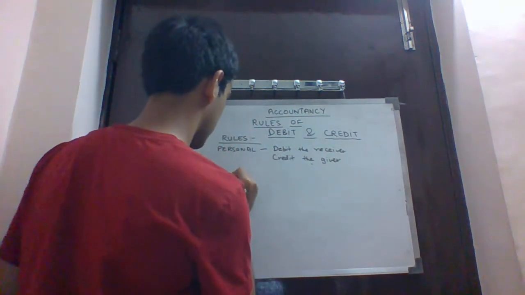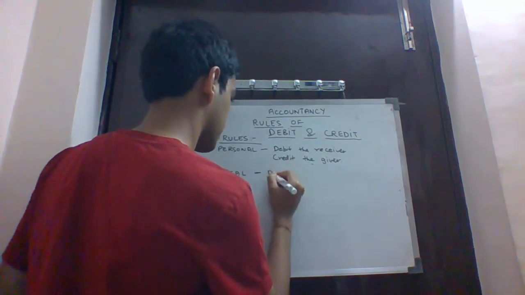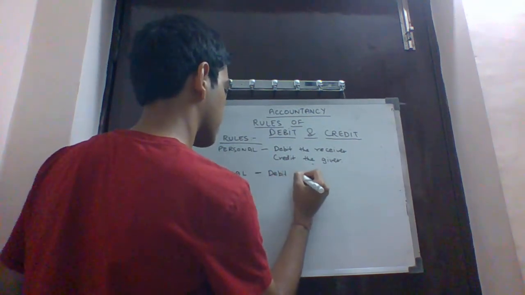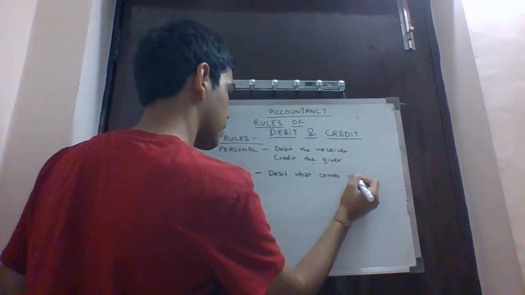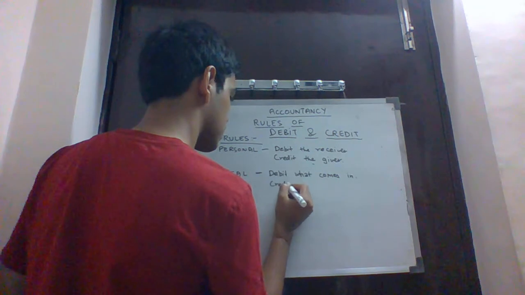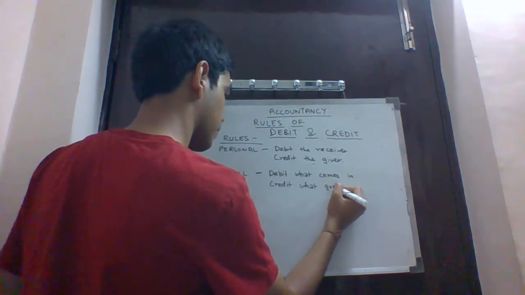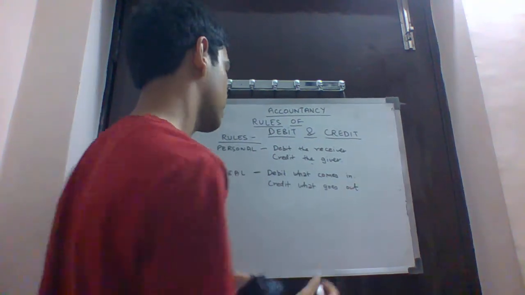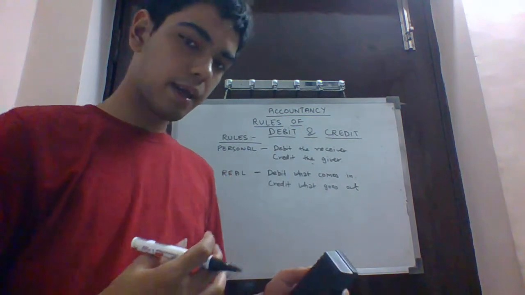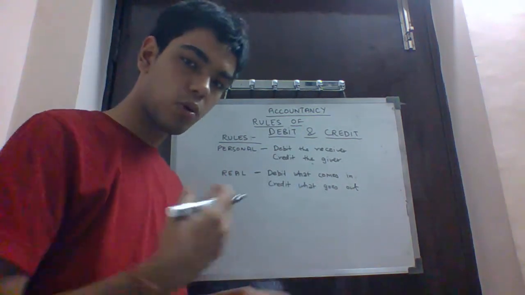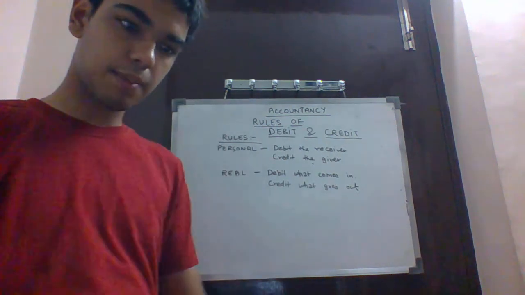Now real accounts. Debit what comes in, credit what goes out. It says that the asset which is being received by the firm should be debited and the asset which is being foregone by the firm should be credited. So let's take an example.